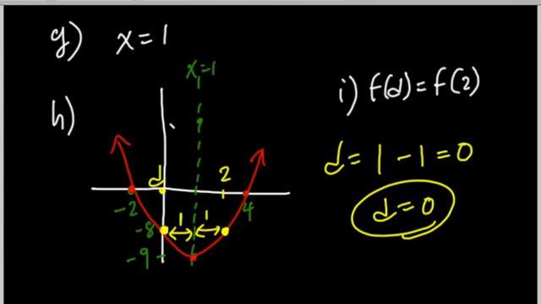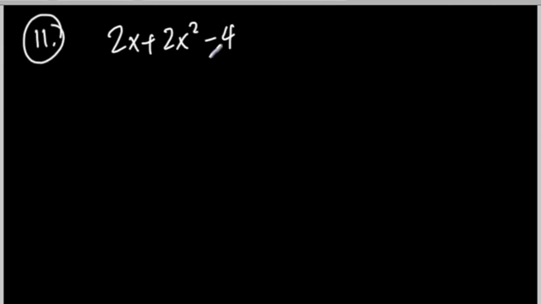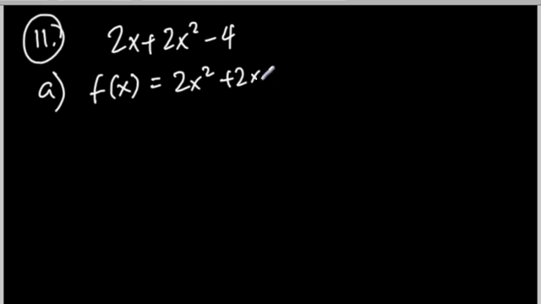Okay, let's move on to number 11. So we have 2x plus 2x squared minus 4. So if we want to rearrange this, it's f of x is equal to 2x squared plus 2x minus 4. So that's the rearranged part.